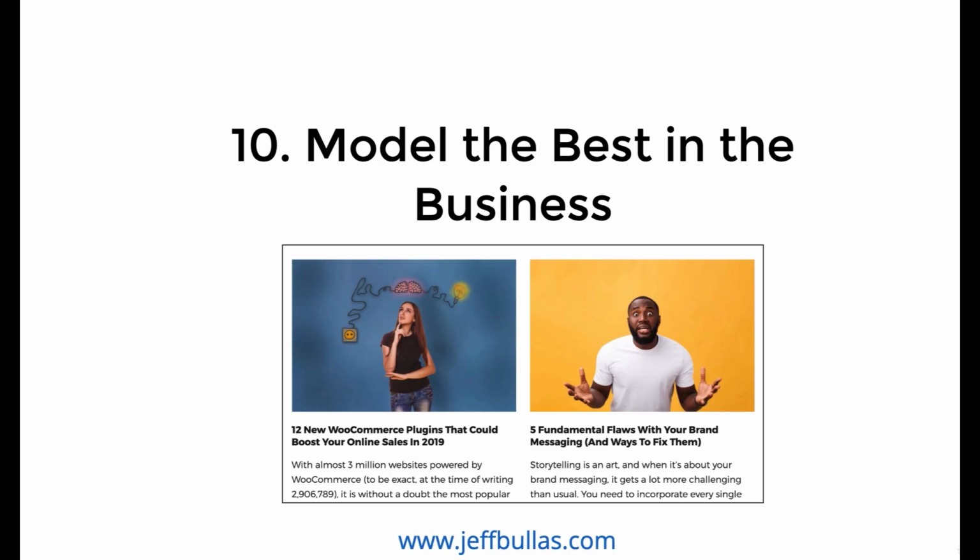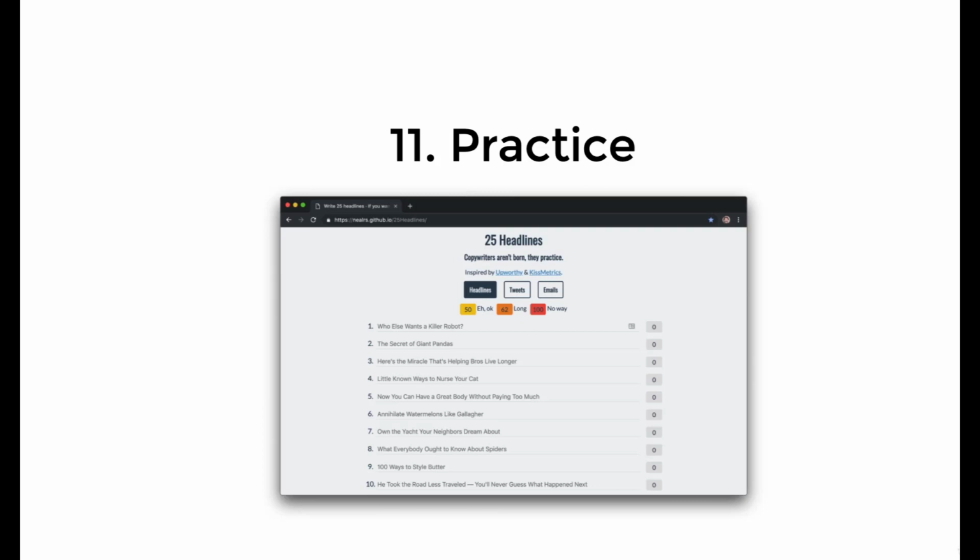Okay, so number 11, the final tip, is to really practice, and you can see here this tool says copywriters aren't born. So they practice. I would recommend you use this too, guys. So you can just type in 25 headlines into Google. All right. So you can use 25 different types. Okay. So you see which one really catches your attention the most.